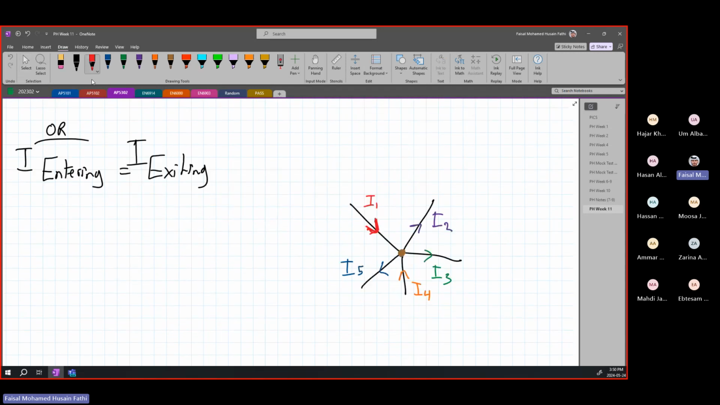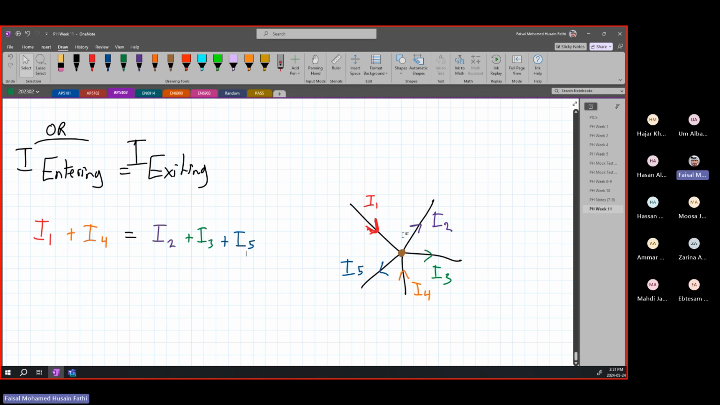All right. So if we apply this equation, I1 is entering, plus what else is entering? I1 is entering, I2 is exiting. So if we look at all the things that are entering, we have I1 going in and I4 going in, and everything else is exiting. So these two are the entering currents. So I1 plus I4 is equal to, now we look at everything exiting, the remaining values are the ones that are exiting, which is I2 plus I3 plus I5.